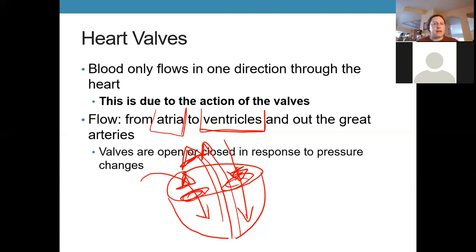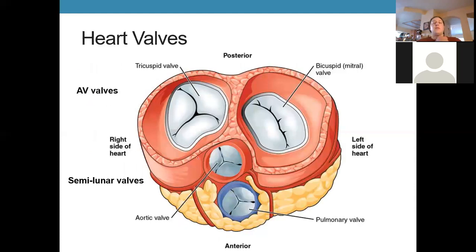I thought I had another slide with words on it. Sorry, don't mind that. So here are all the valves.